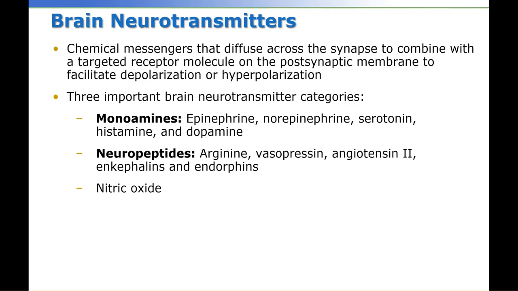Okay, here you have monoamines, which are amino acids. They include epinephrine, which is adrenaline, norepinephrine, serotonin, histamine, dopamine. Three important neurotransmitters that create these effects to depolarize or hyperpolarize the environment. Then you have neuropeptides: arginine vasopressin, angiotensin 2, enkephalins, and endorphins.